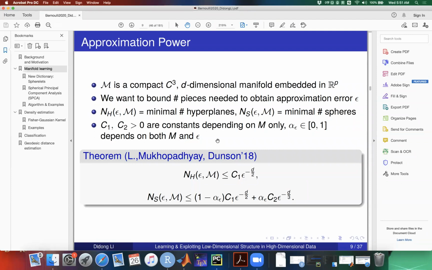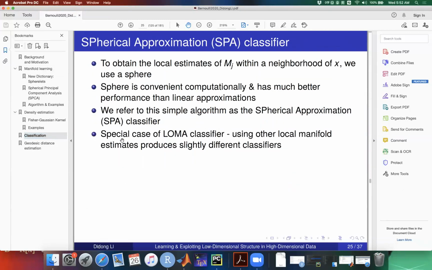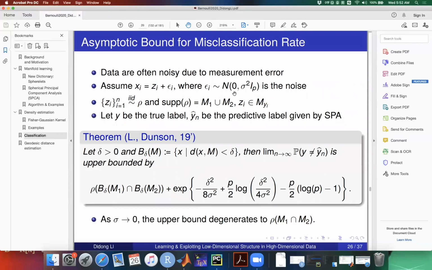At the beginning, I saw you assumed that eta follows a normal Gaussian distribution. You mean the noise? The noise, yeah. For this manifold learning, we don't need that assumption, but it's required for this classifier. If you remember the asymptotic misclassification accuracy, here we assume an IID Gaussian distribution. If it's not IID Gaussian, you can still prove a similar upper bound, but it's more technical and much more complicated.